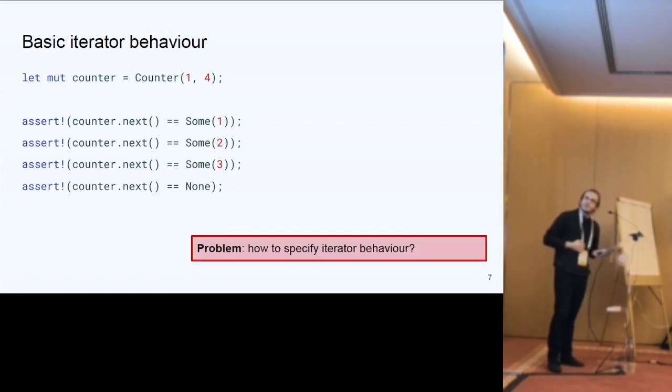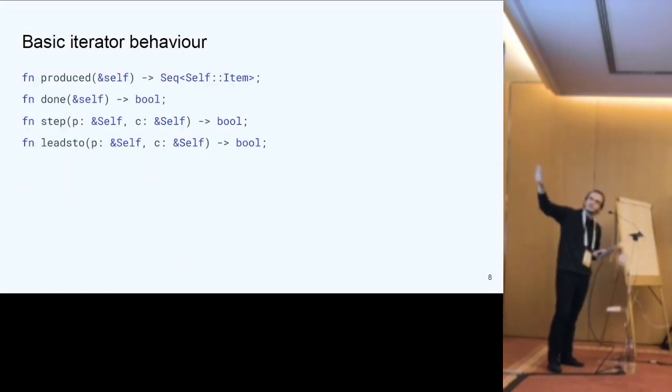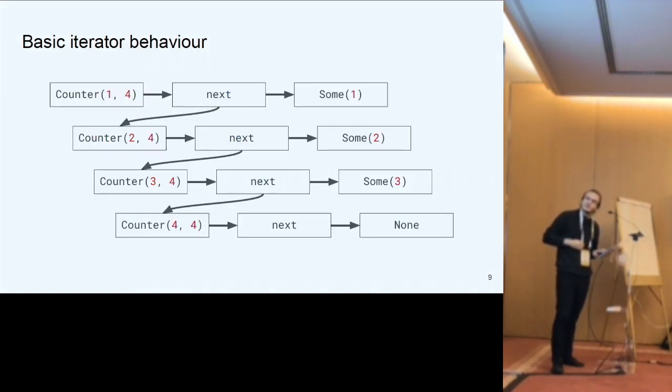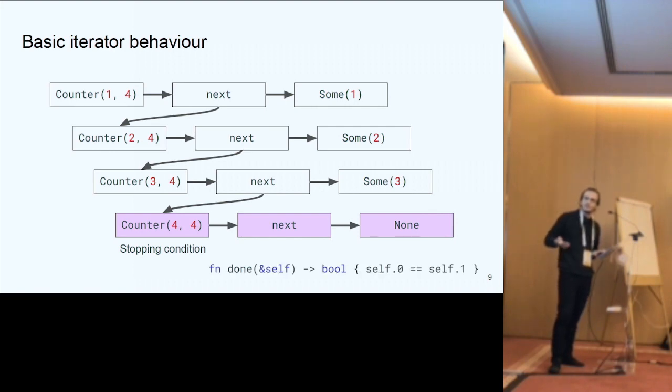So how do we specify this? Our answer to this is to provide these specification ingredients, and I'll explain each of them now in turn. Here we can see the state flow of this iterator as we call this next method. The things that we focus on are, firstly, when does the iteration actually stop, if ever? For this, we define some kind of stopping condition. Here we choose to define it as a function from the state of the counter, which tells us whether it should stop. In this case, the condition is whether the numbers are equal.